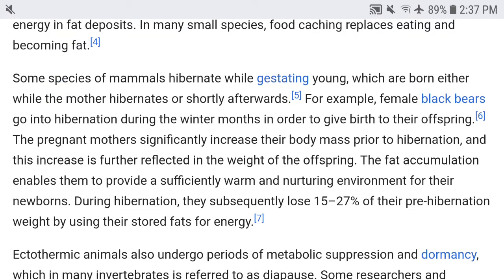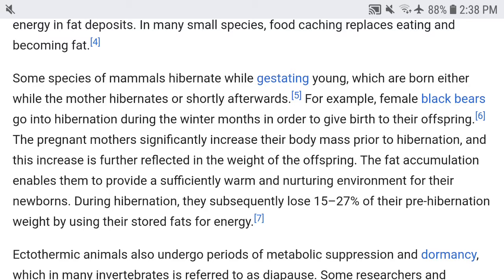Some species of mammals hibernate while gestating young, which are born either while the mother hibernates or shortly afterward. Oh, that's actually a little bit interesting as well. While they are hibernating, they also give birth to their young, which must be hard for them, especially since when they are hibernating they don't use a lot of energy, and as we all know, giving birth requires a lot of energy. Yeah, it's interesting.